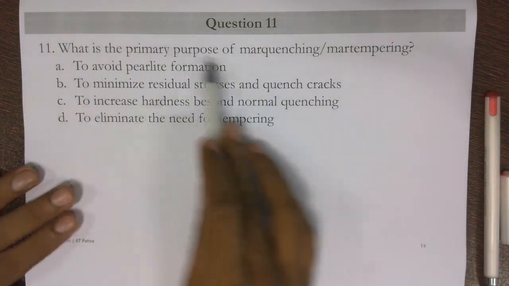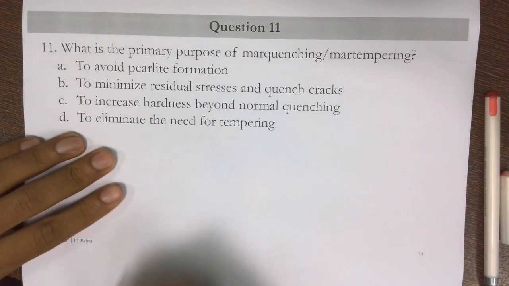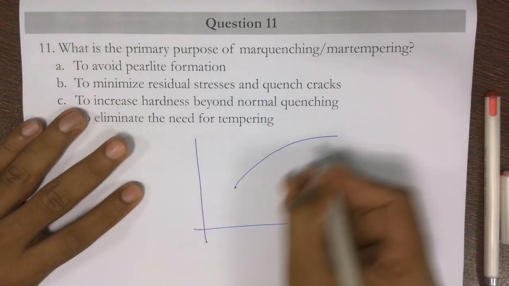What is the primary purpose of martquenching and martempering? This is the question. What is martquenching and martempering? First of all, we have a TTT diagram. It goes like this.